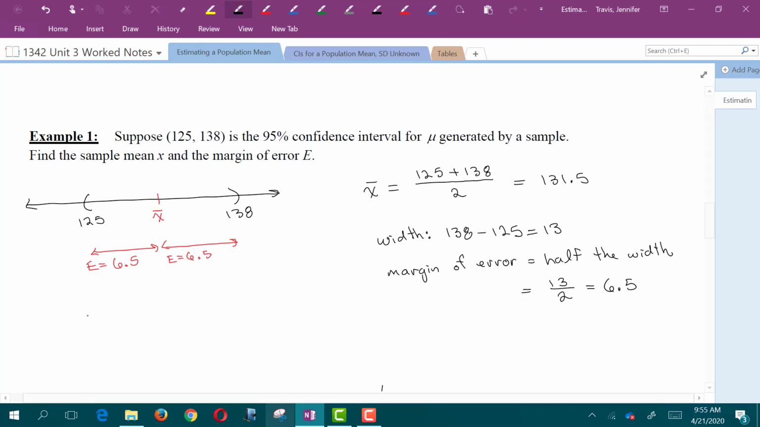Okay, so my sample mean we've already found, and my margin of error as well. So let's write that down. Remember, X bar is always the correct notation for your sample mean. There's not really an official notation for margin of error. Lots of times people use E, but E gets used for other things as well. So I'm just going to put 6.5.